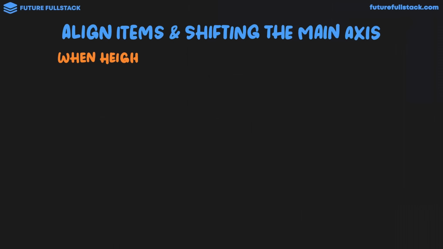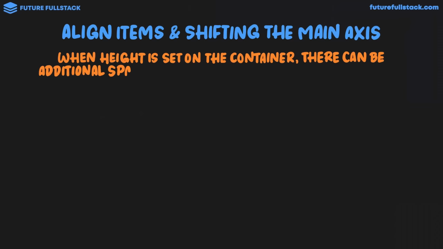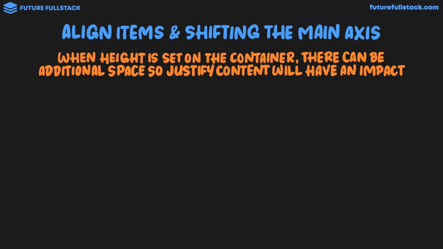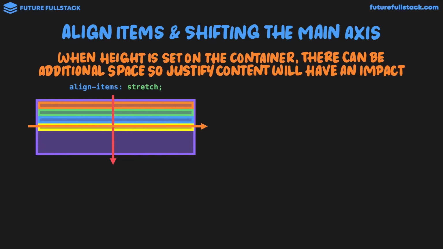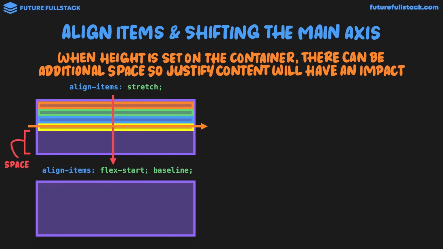Now, when height is set on the container, there can be additional space, so justify content will have an impact. Looking at our different cases, align items stretch, we have our flex container, which we have set a height on. We've shifted the main axis, so it's running from top to bottom. Our cross axis is running from left to right, and our flex items will look like this. They're being stretched along the cross axis. But because we've defined a height on our flex container, there now is vertical space, so justify content will have an impact.